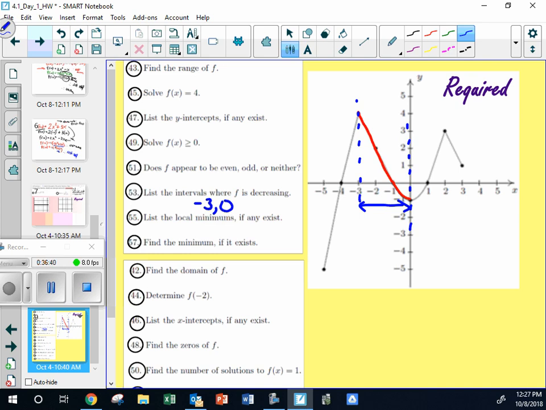Okay, so it's between -3 and 0, and I would accept parentheses or brackets. I personally actually like parentheses better on this one, but I already drew the brackets.